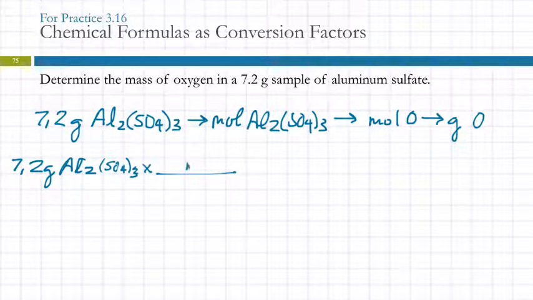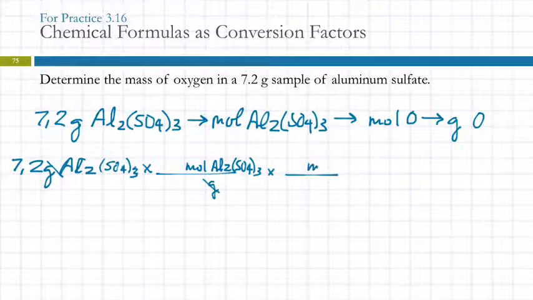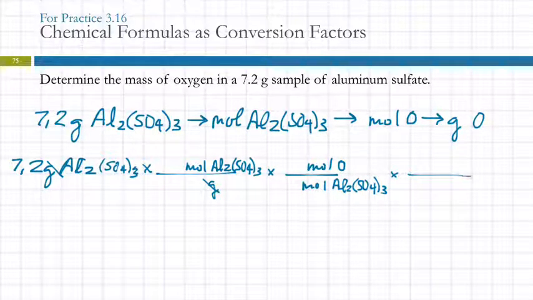Okay. And I'm going to have grams on the bottom. And then I need to go to moles of oxygen. Oops, moles of oxygen. I'm going to have moles of that guy, Al2(SO4)3, on the bottom. And then I'm going to convert to grams of oxygen per mole. Okay, so these moles cancel.